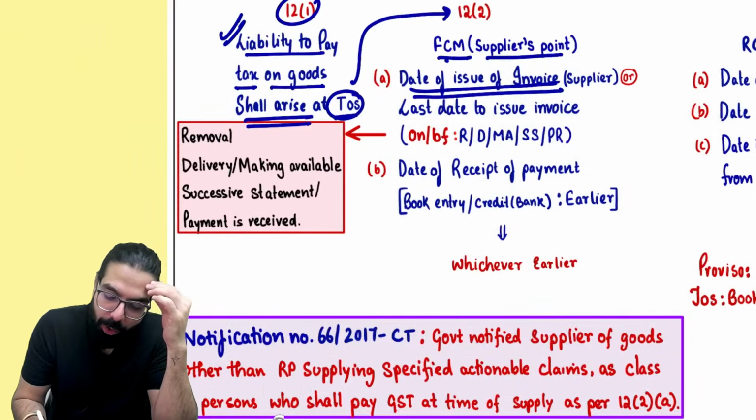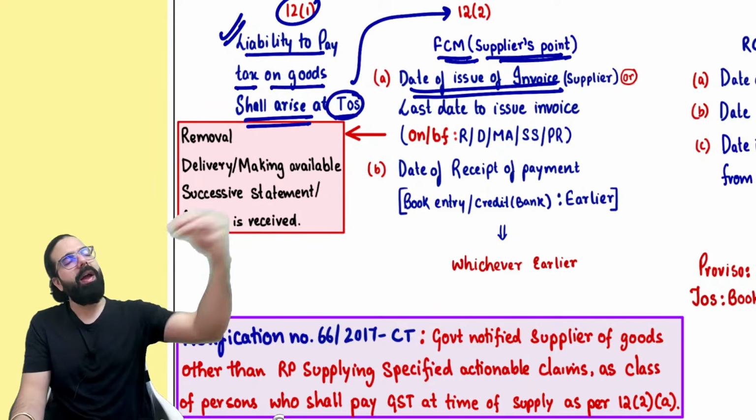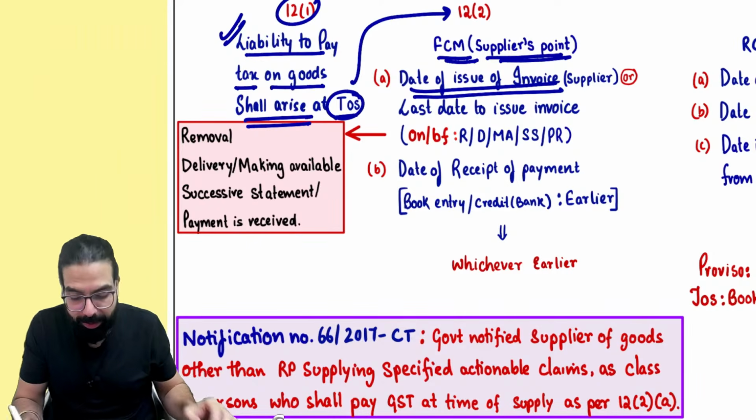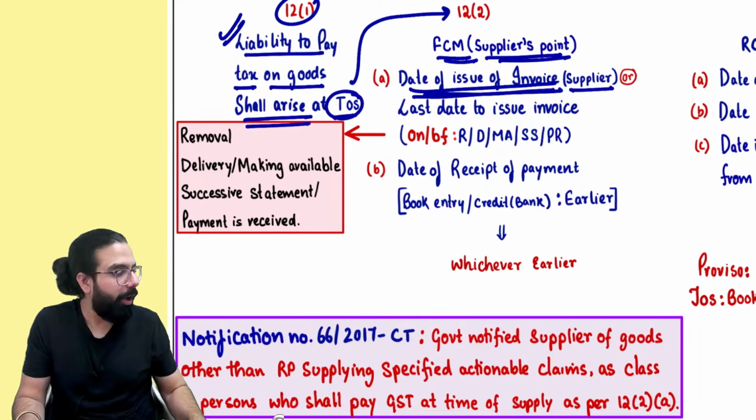Time of supply in forward charge mechanism. Forward charge mechanism means if I go ahead and supply something, what is the liability date? It says date of issue of invoice by the supplier.